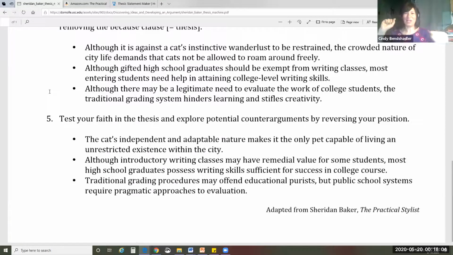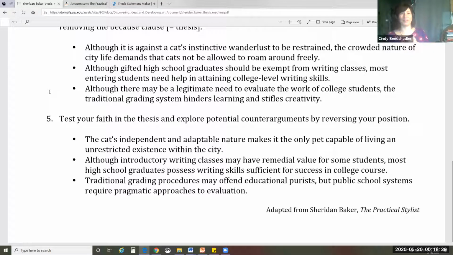Okay, but you try to reverse your position. Now that reverse position is not going to be your thesis necessarily. It's just allowing yourself to think about your argument from the other side of the aisle, as it were, right? The opposing viewpoint. And so for the cat one, it says the cat's independent and adaptable nature makes it the only pet capable of living an unrestricted existence within the city.